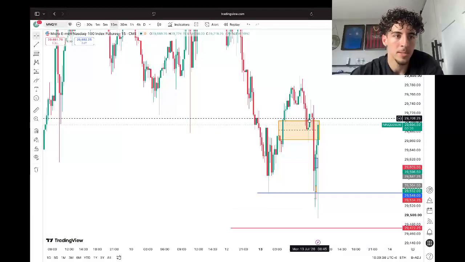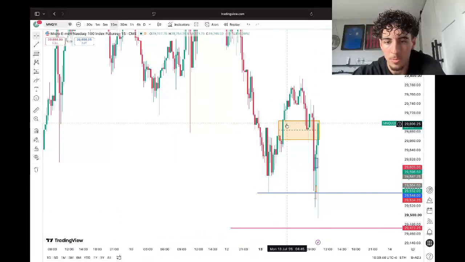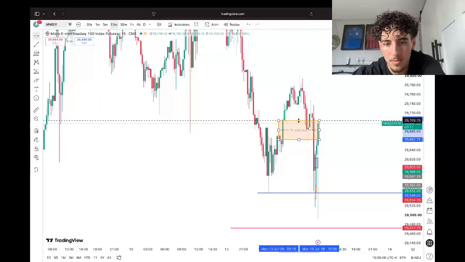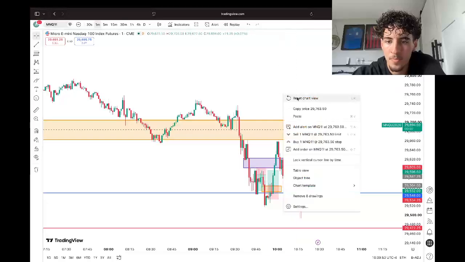And I did take two trades today. They were relatively small trades. One was a short, one was a long, and you guys will see both of them. The first one was the short, and it was because of these 15-minute gaps in here. So let's go down to the 1 minute time frame.